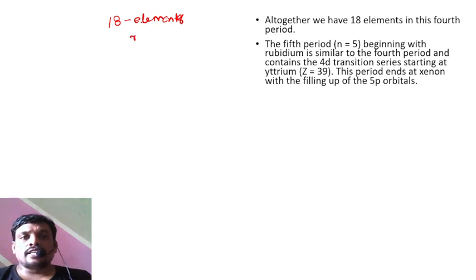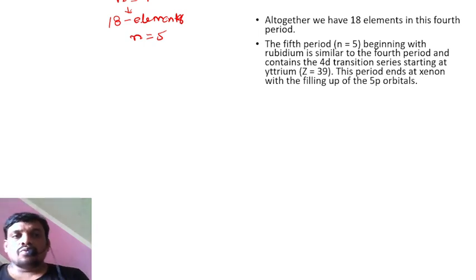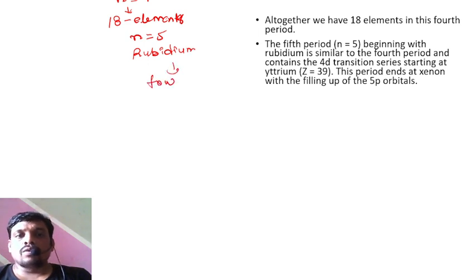The fifth period, n equal to 5. As we have seen that n equal to 4 indicates the fourth period, now we are going to see the fifth period. In the fourth period we have seen 18 elements. In the fifth period, n equal to 5, beginning with rubidium. Let us take rubidium. If you carefully see, it is similar to the fourth period. Why? Because it is the first element after the fourth period, and contains 4d transition.